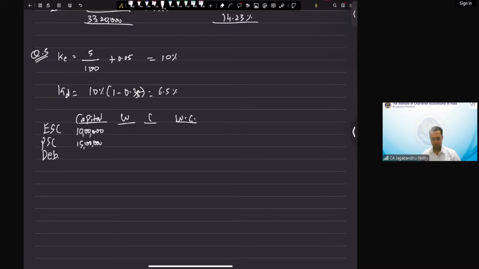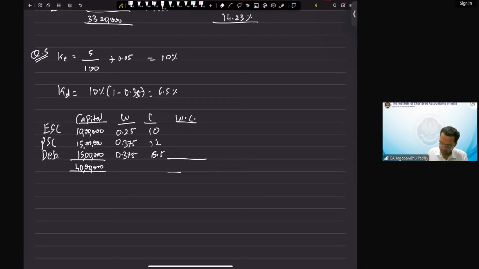Okay. So cost of equity will be 10% and cost of debt will be simply after tax interest rate because there's no redemption value or anything. So we have the equity capital amount as 10 lakh, preference share capital as 15 lakh, debentures is 15 lakhs, right? And the total is 40 lakh. So weights are going to be like 0.25, 0.375, 0.375. Cost is 10, 12, 6.5, and then weights into cost. So that should be 9.43. Okay, that's the first thing.